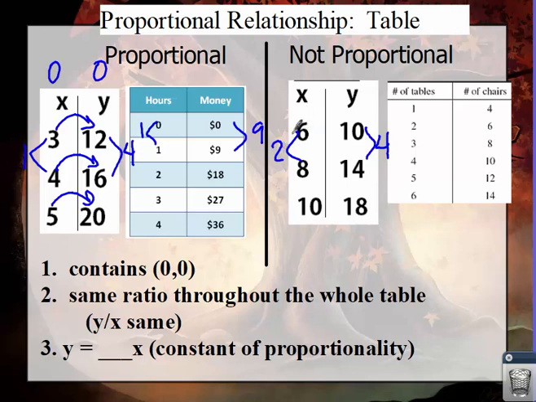So when I take this x value, multiply it by 2, 6 times 2 should be 12. What do I get? I got 10. Uh-oh. So that means 0, 0 is not part of this T-chart. So this is not proportional.